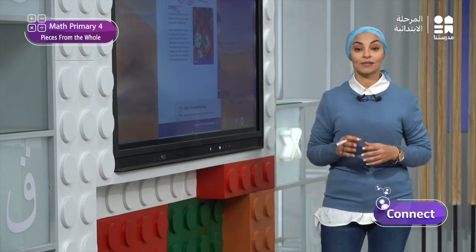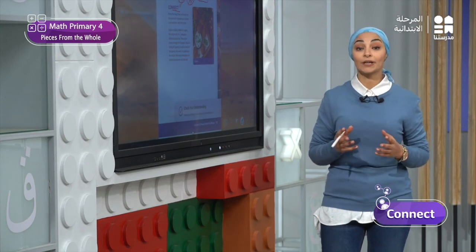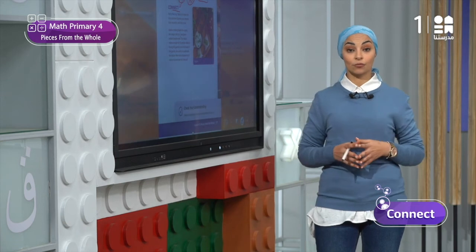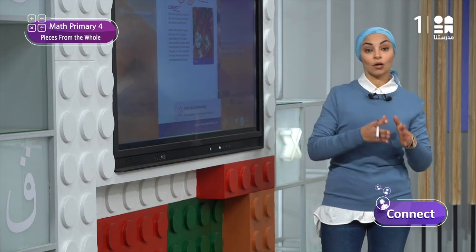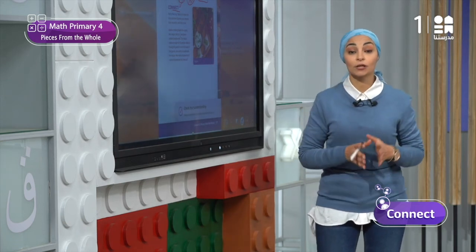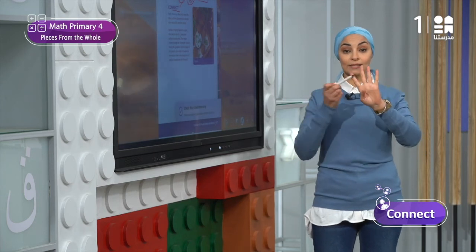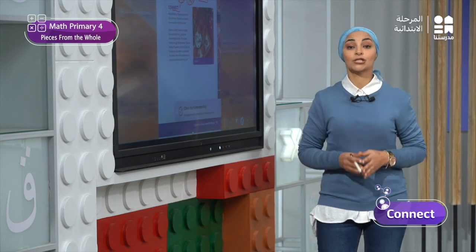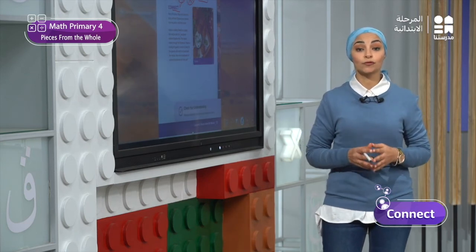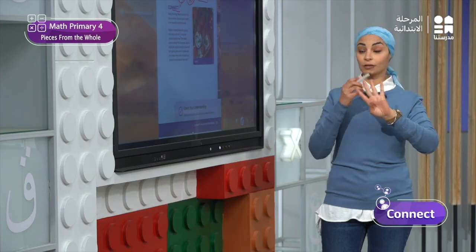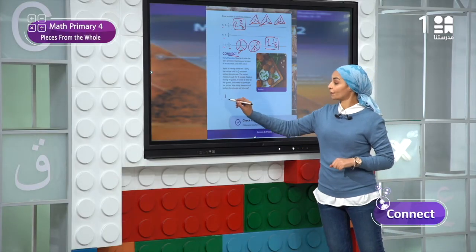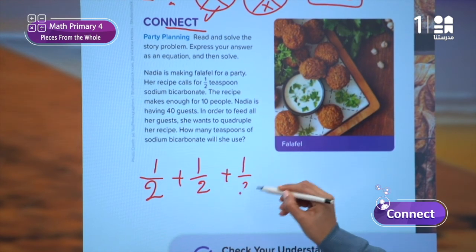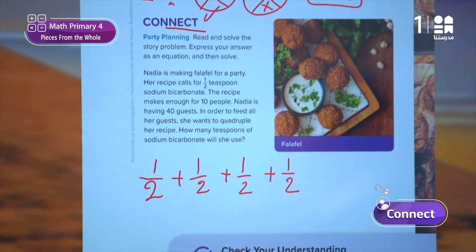We will notice that the number of people has increased how many times? Yes, it increased 4 times, right? They were 10 and became 40, so it increased 4 times. So if I do 10 plus 10 plus 10 plus 10, it gives me 40. So I will double the amount of sodium bicarbonate 4 times. That means I will do half plus half plus half plus half, 4 times, as you see, right?